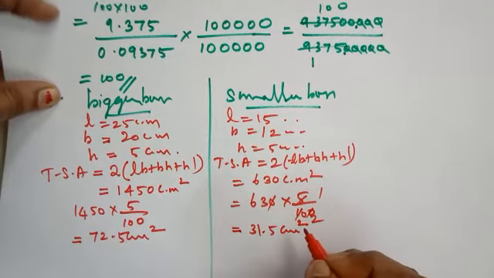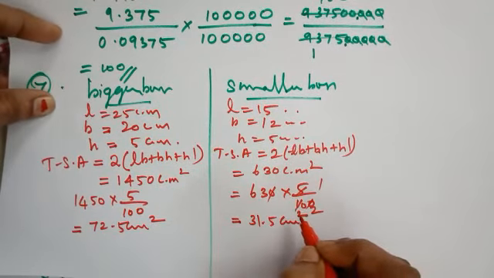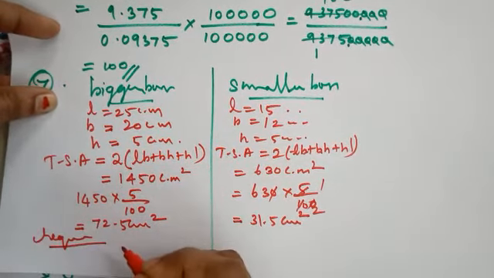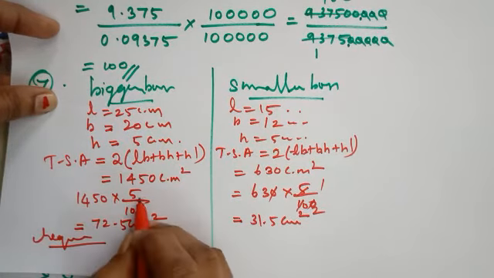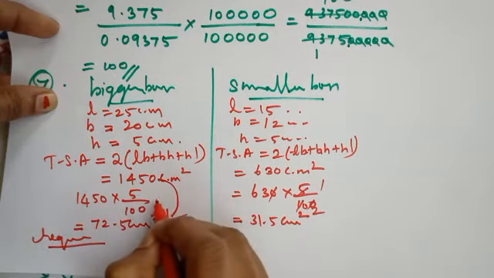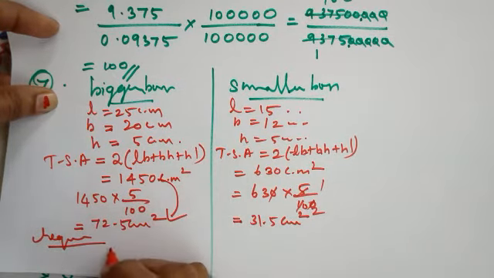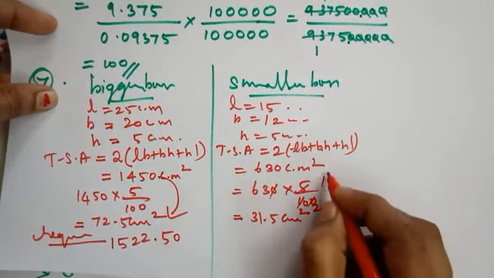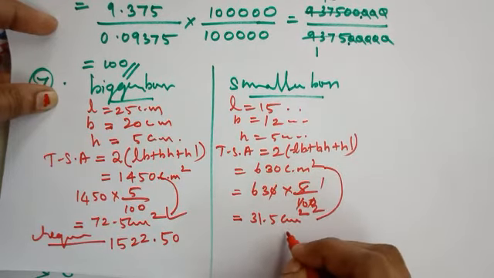Okay, students. Then required surface area. What is required surface area? We should need this 5% also, because of the overlap. So this plus this one, 1450 plus 72.5. What is that? 1522.50. Here we should add this one and this 31.5.